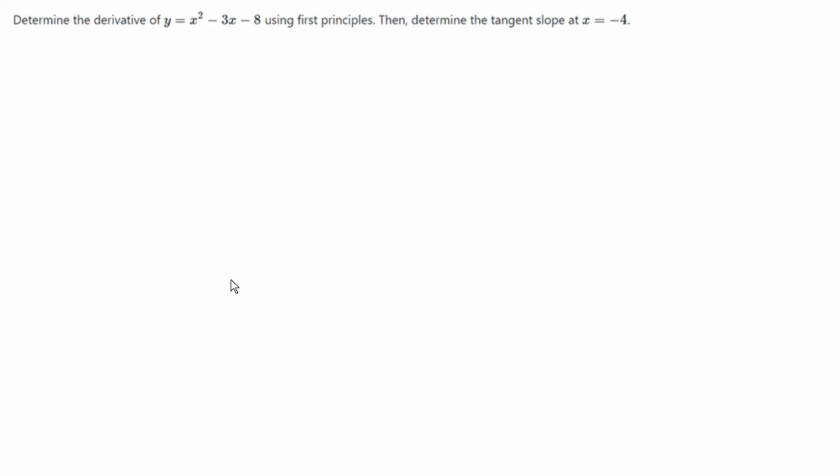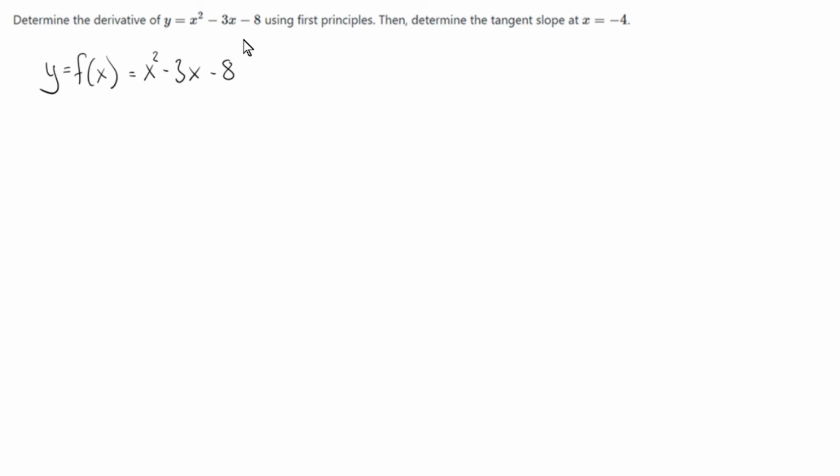Determine the derivative of y equals x squared minus 3x minus 8 using first principles. Then determine the tangent slope at x equals negative 4. So here, first of all, our function y, we're going to be using the notation f of x here, is defined as x squared minus 3x minus 8.